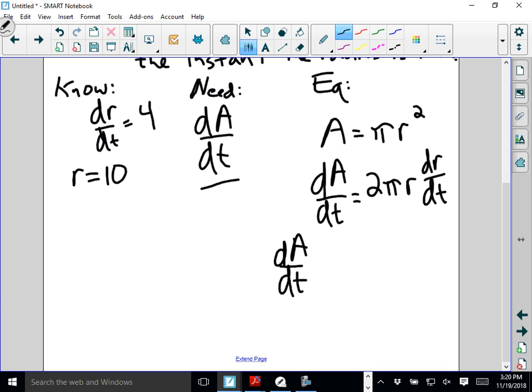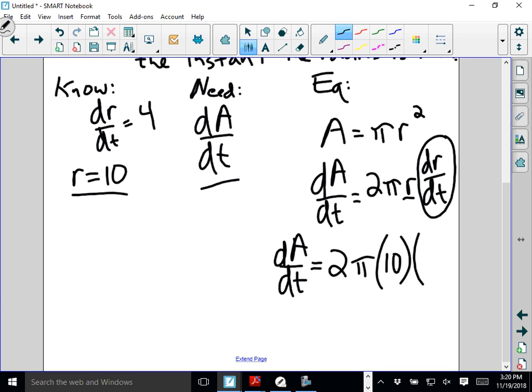2 and pi are constants, so there's nothing to plug in there. What do I plug in for r? Well, I look back to my no column and I say r equals 10, so I'm going to plug that in here. And then what goes in for dr/dt? Well, that would be up here, 4. Then I crunch all those numbers together. 2 times 10 is 20, 20 times 4 is 80. So I end up with 80 pi.